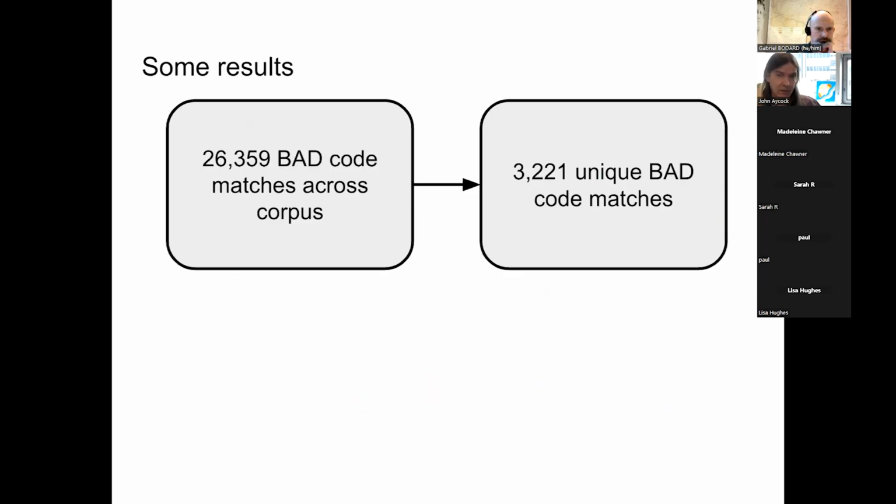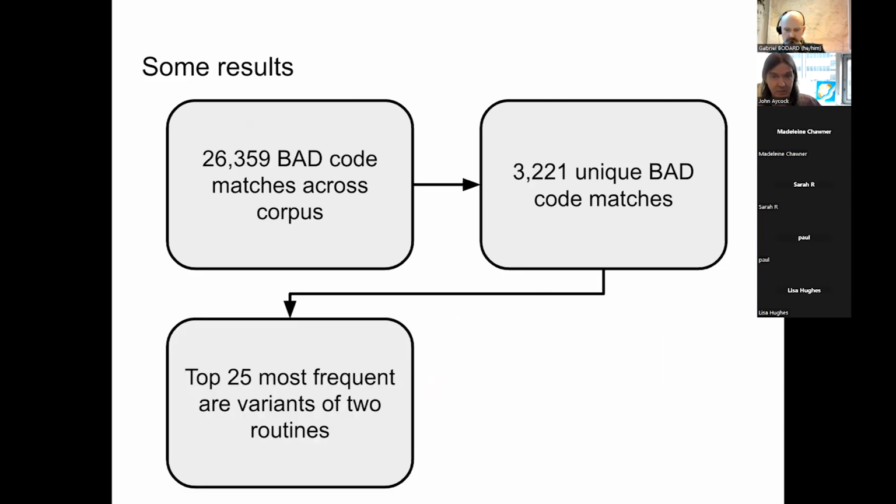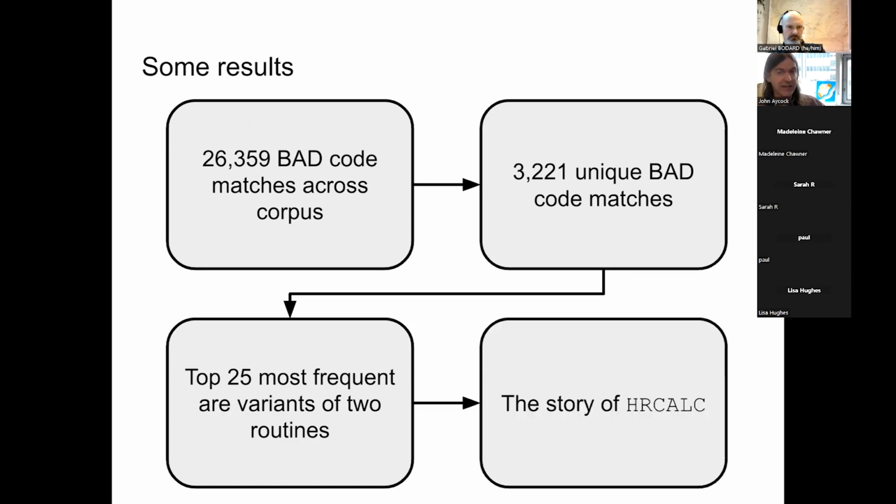How did this play out? Well, we started with some 26,000 matches across the whole corpus, which we reduced into slightly over 3,000 unique sequences. But then when we sifted through them and analyzed them manually, we found that certain pieces of code were very popular candidates for code reuse. And I'd like to tell you the story of one of them.